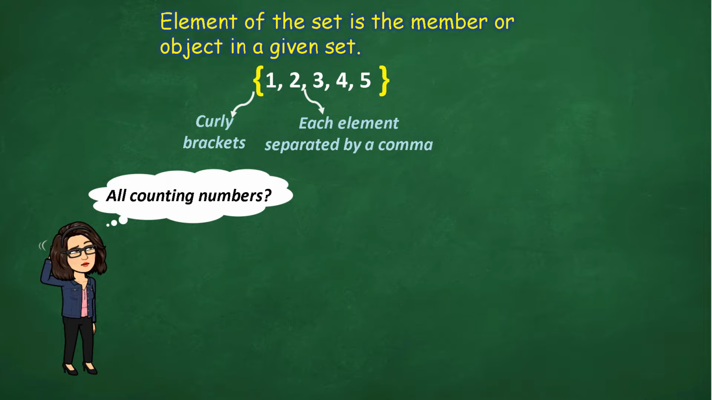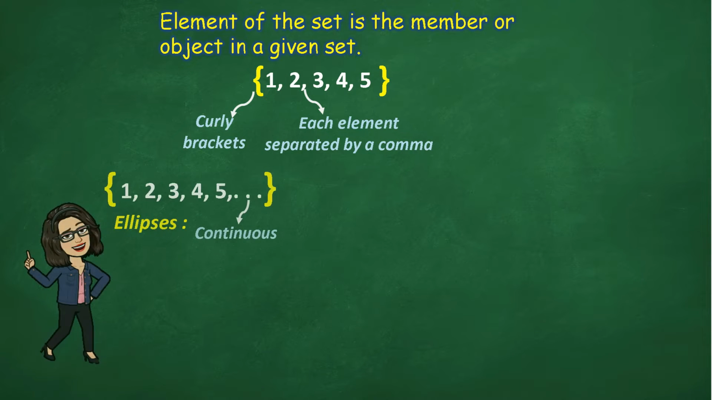an infinite set. So dito na ngayon pumapasok ang paggamit ng ellipses or the three dots to write down all the counting numbers. So we write it as 1, 2, 3, 4, 5, then the three dots or the ellipses which indicate the continuous counting of numbers. But write the dots after the sequence and not after random numbers.